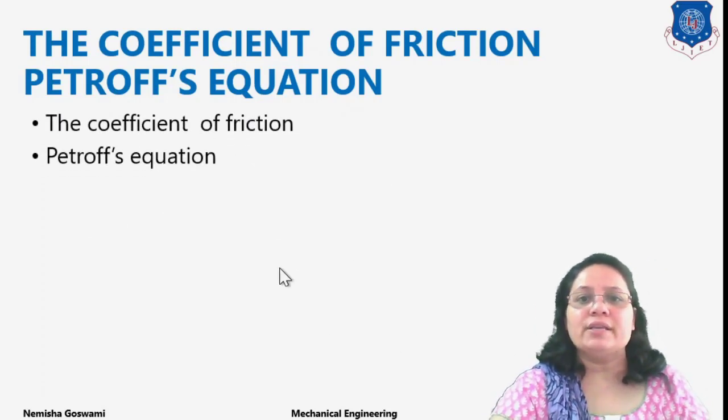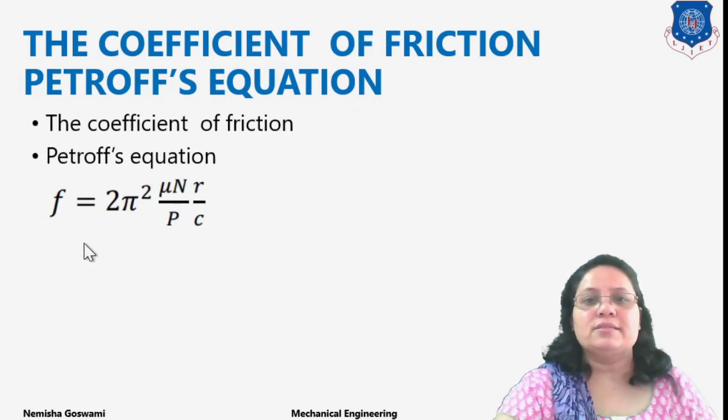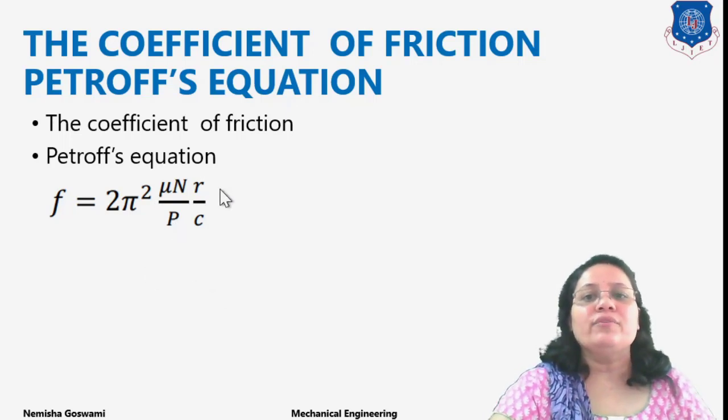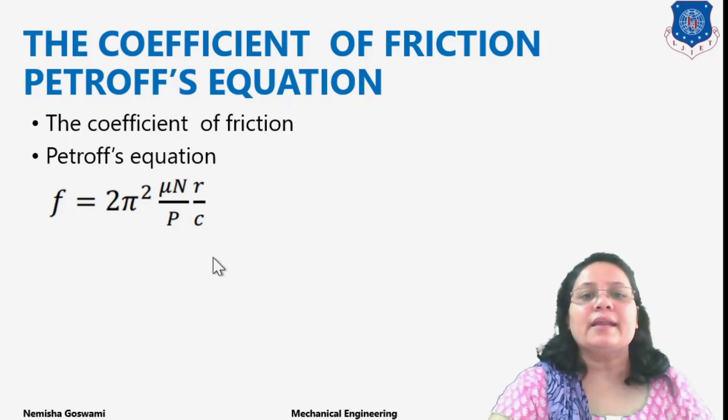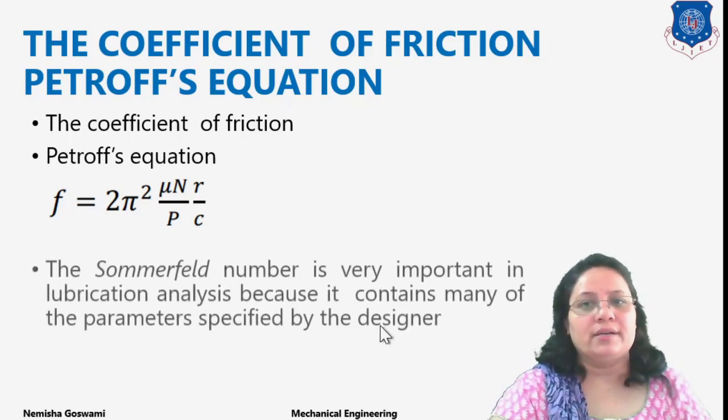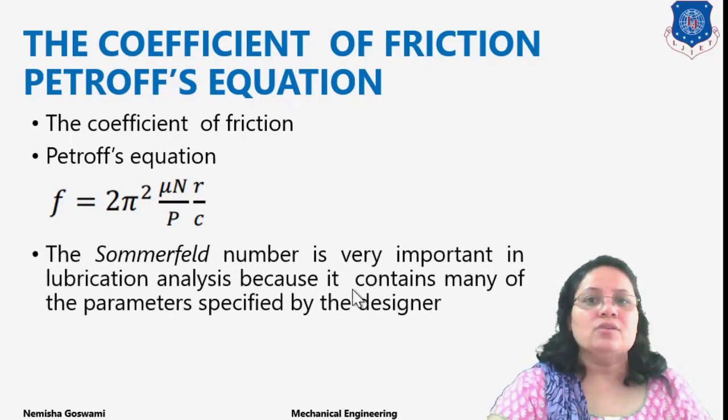When we equate these two values, we get the coefficient of friction. So coefficient of friction in this equation is equal to 2 pi square mu N divided by P multiplied by R by C. We have already discussed the bearing characteristic number. Mu N divided by P is known as the bearing characteristic number, multiplied by R by C. This C by R is also known as the diametral clearance ratio, which we have already discussed.